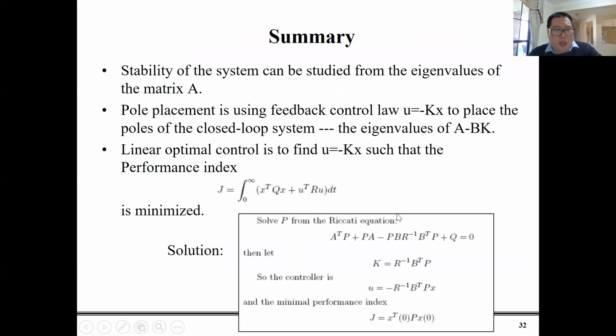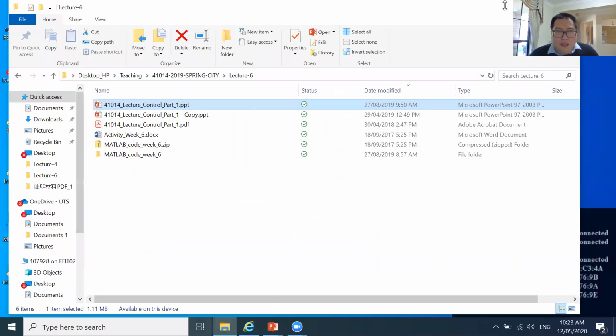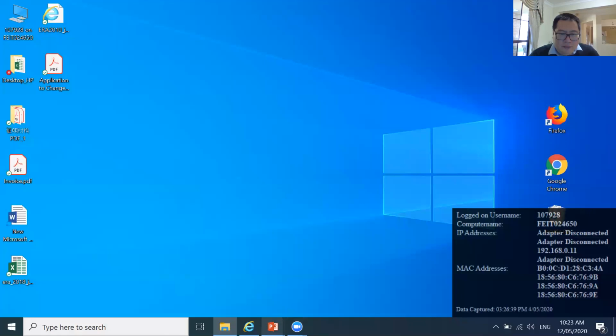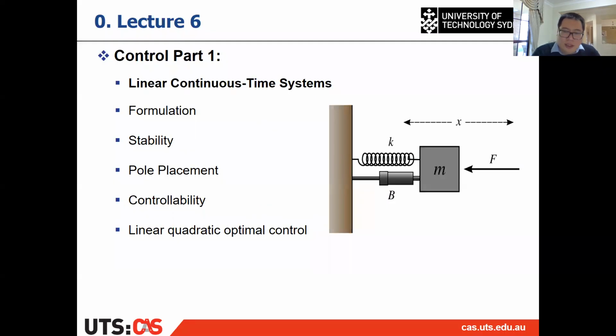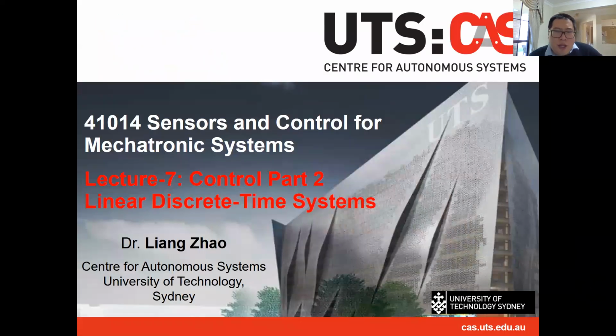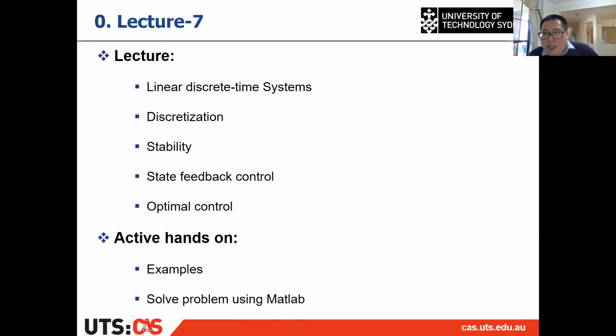All right. So this is what we had in the last lecture, and then let's go into today's one. Today we are mainly talking about the linear discrete time system. Which means the system is still linear, but it is discrete time. It is discrete. It is not continuous.